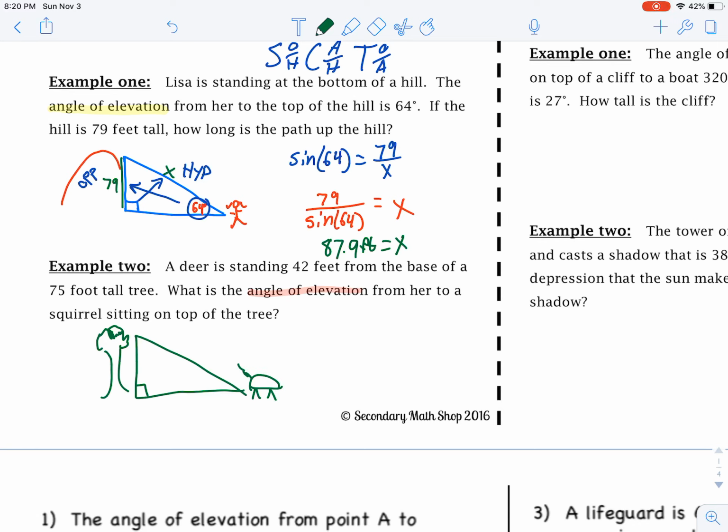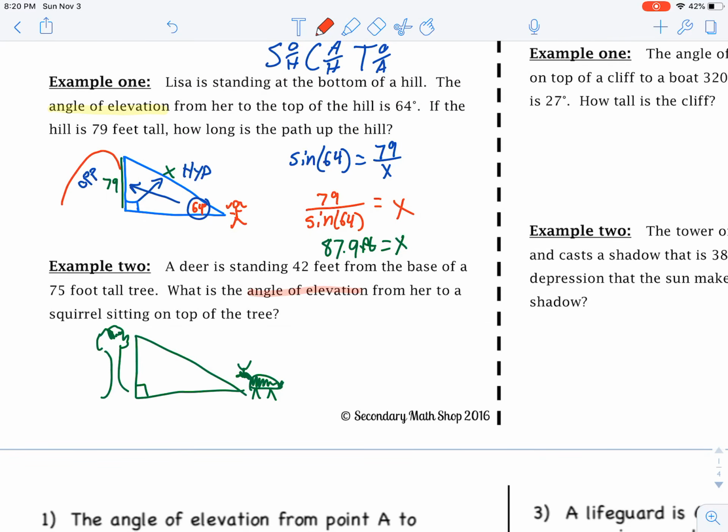I know my deer is really good looking, right? Okay, so there's my deer. Give him a little tail. There he is.